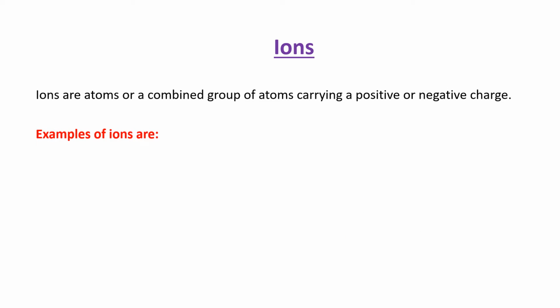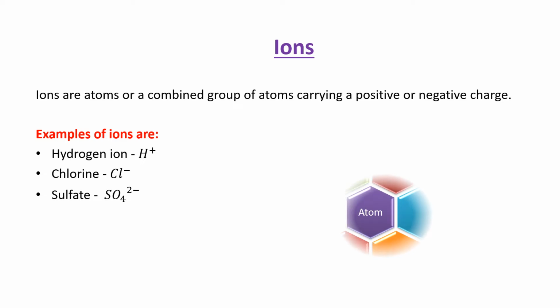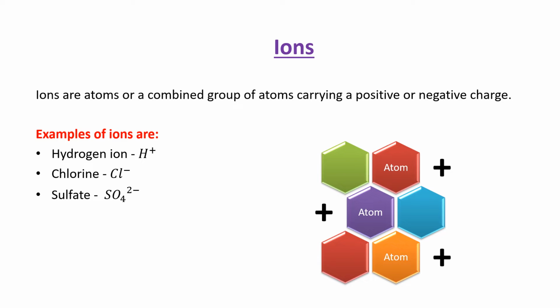Ions. Ions are atoms or a combined group of atoms carrying a positive or negative charge. Examples of ions are hydrogen ion, chlorine, sulfate.